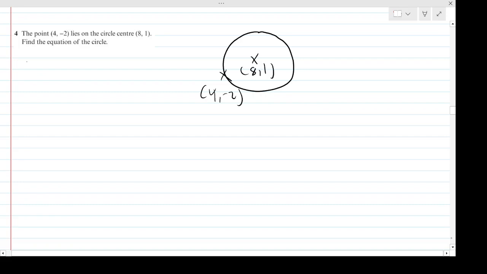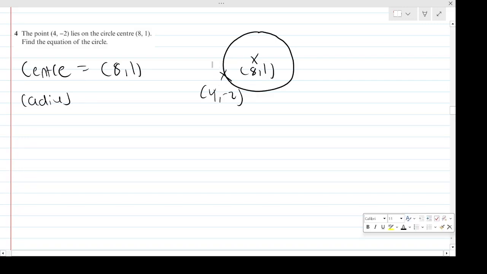Again, with a circle we need the centre and we need a radius. We know the centre, we're given that's (8, 1), but we don't know the radius yet. How would we work out the radius? Well, we're given a point on the outside and the centre. If we use the distance between them, that gives me the radius. There we are. Well then, how are we going to work that out?